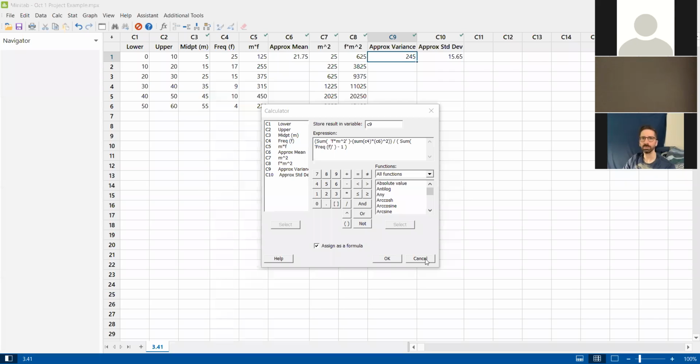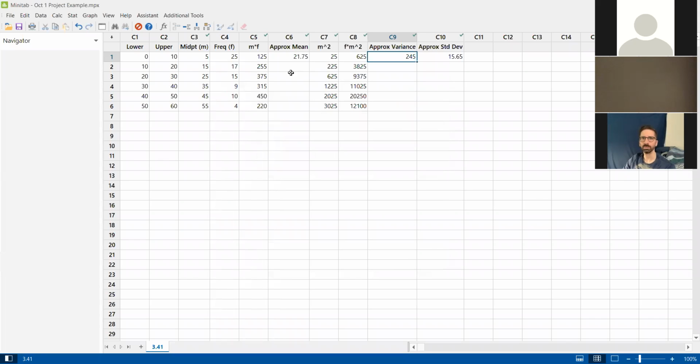All right. Let's actually cancel out. Let me do this again. M squared is the midpoint squared, so I just did C3 squared. F times M squared, F is C4, times C7. That's where I got this column. Now the variance formula, I put it in C9.